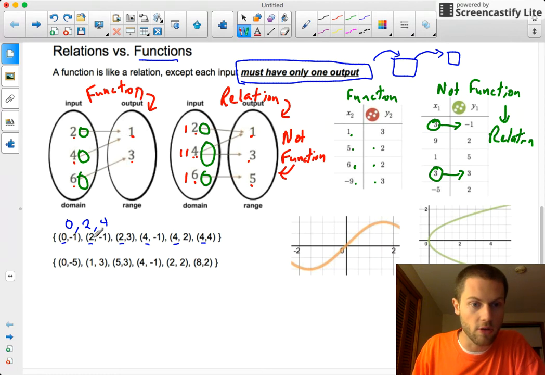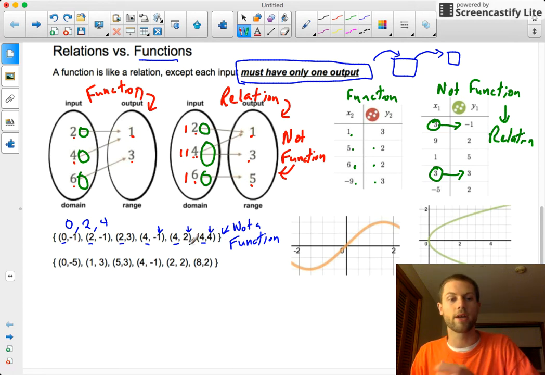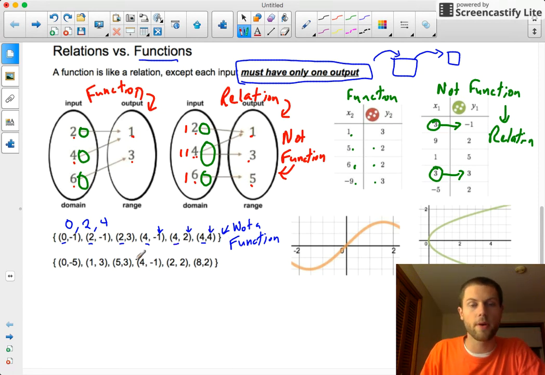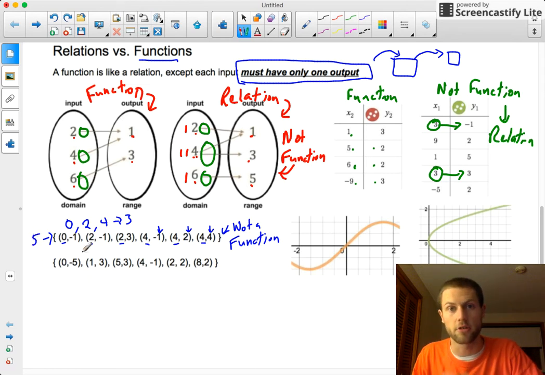And that's in fact the case with 2. 2 can either point to -1 or 2 can point to 3. Since this input has 2 outputs, this one is not a function. Same thing with 4. That one input can point to either a -1, a 2, or a 4. So that breaks this thing down. A general rule with your ordered pairs is you want to look at all of your inputs. If the number of different inputs is less than the number of total pairs, you're not going to have a function on your hand.